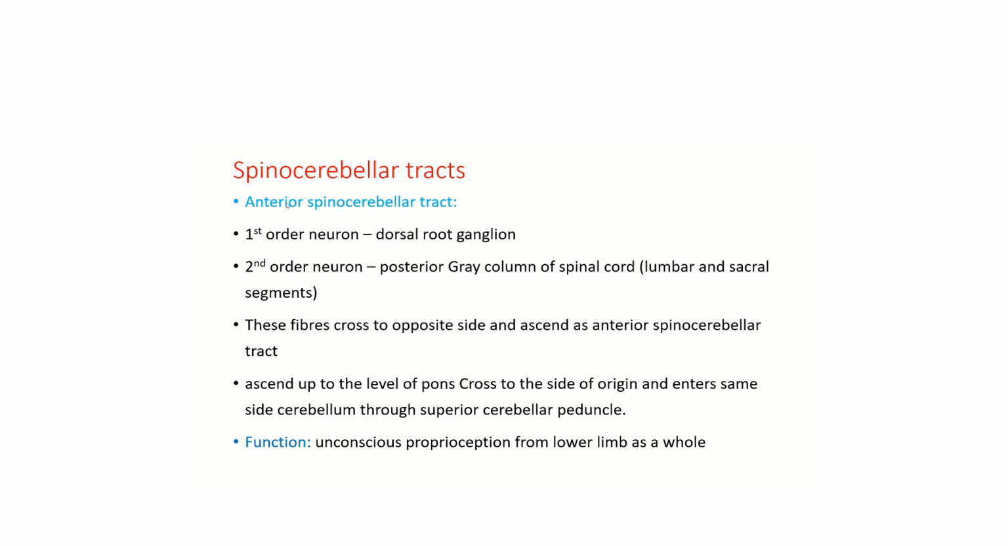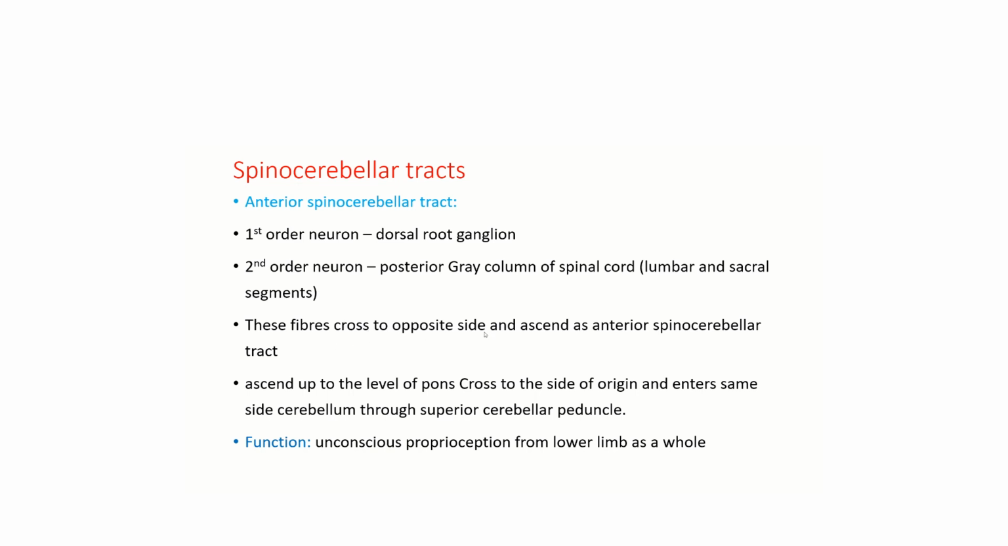Spinocerebellar tracts, anterior spinocerebellar tract. So this is the first order neuron. Again, it is the same thing: it is located in the dorsal root ganglia, whereas the second order neuron is in the posterior gray column of the spinal cord. For the anterior spinocerebellar tract, the location starts from lumbar and sacral segments. And see, there are only two orders of neurons. There is no third order neuron for spinocerebellar tracts.